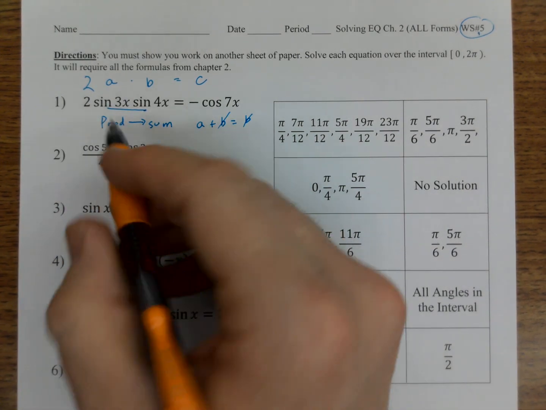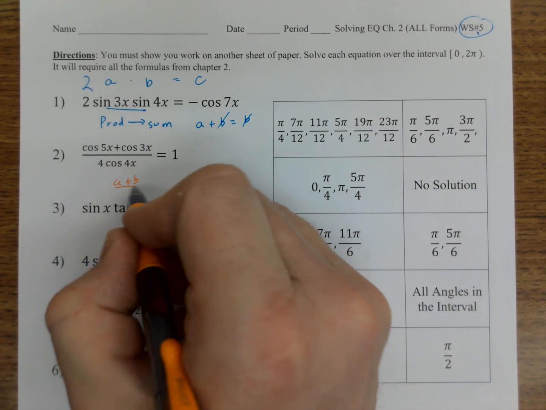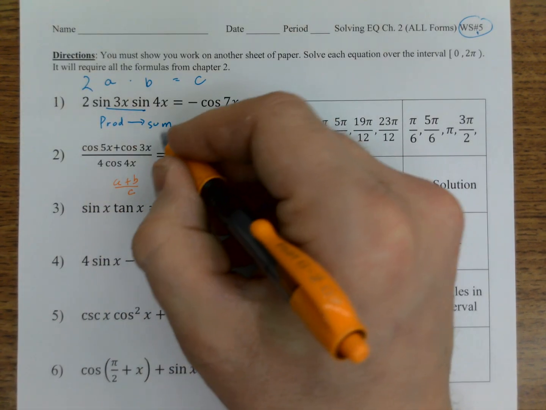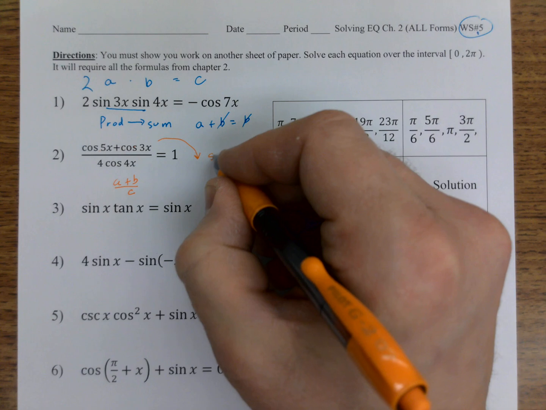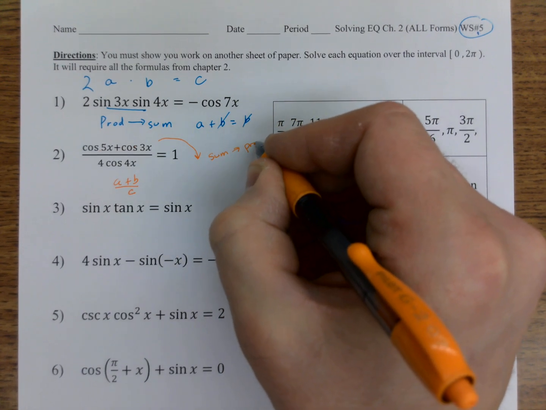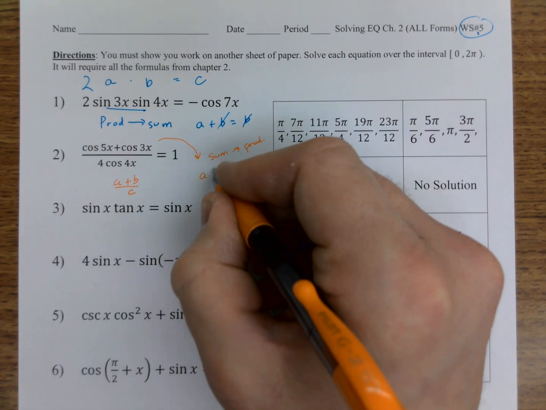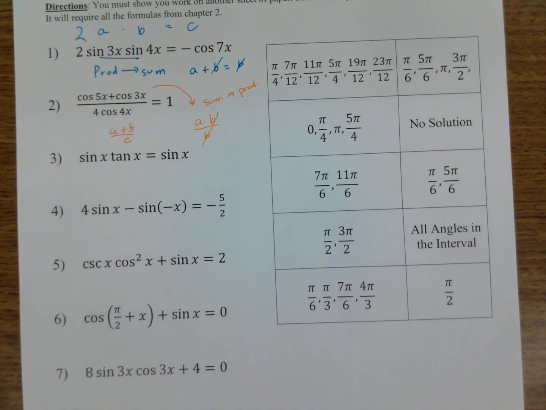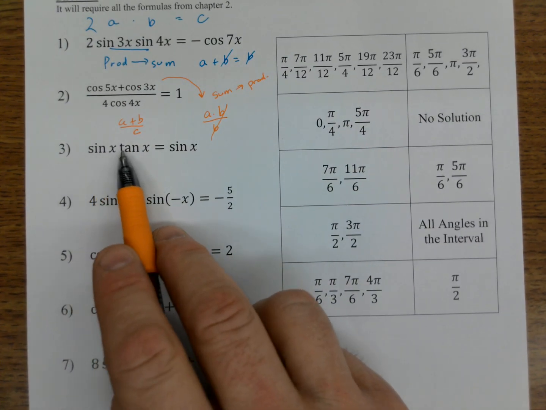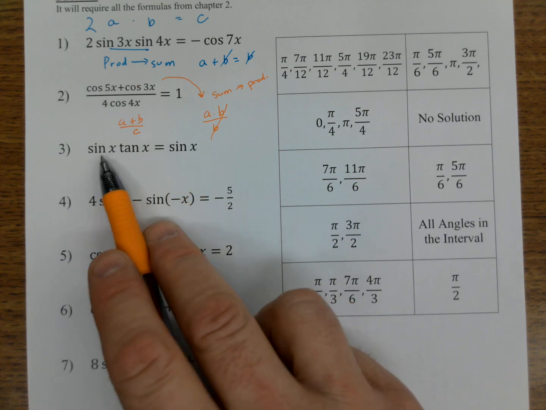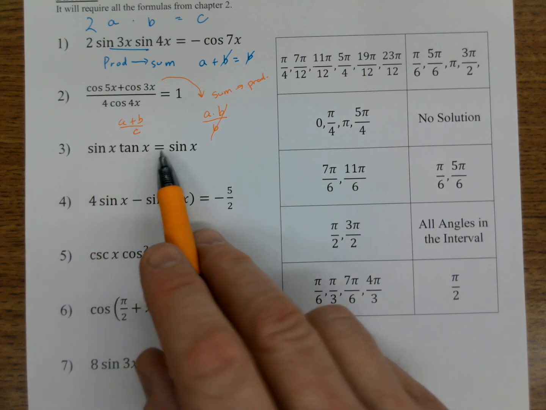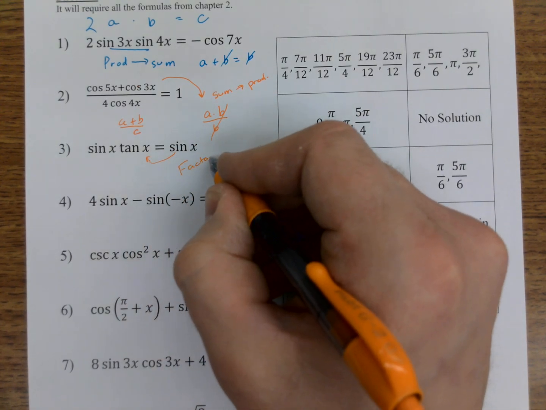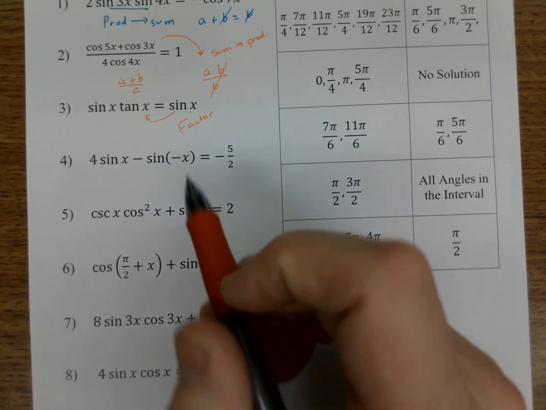Number 2, what do we see mathematically? A plus B over C, not good. Take this sum and do sum to product, and maybe it'll turn into AB over AB. Usually does in our problems. Sine, tangent, sine. Well, what do you see? You see sines on both of them, and why don't we just move this over here and factor? I think we'll get somewhere if we can do that.